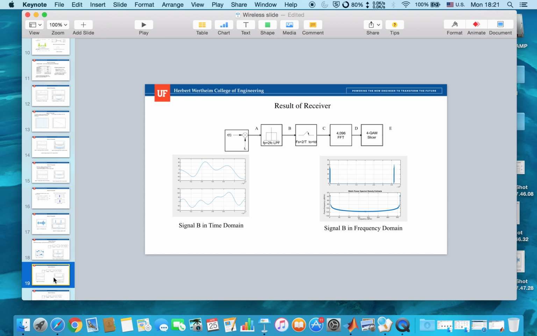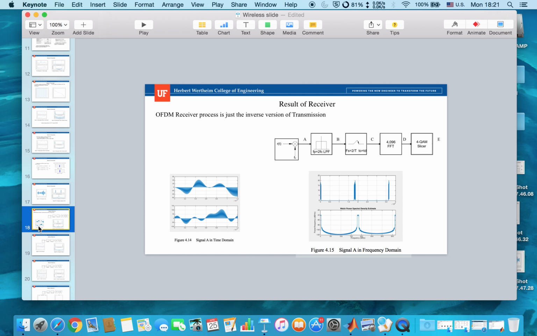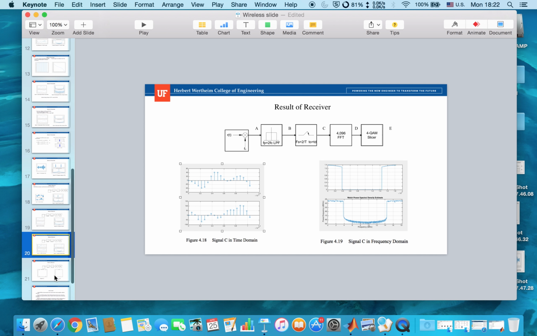Then I need to turn it into signal B. The output B is here, so you can see signal B in the time domain and signal B in the frequency domain. It is a continuous signal, and in order to turn it into a discrete signal, we should put B into block C, and then we have the outcome. You can see here is signal C in the time domain, and this is signal C in the frequency domain.